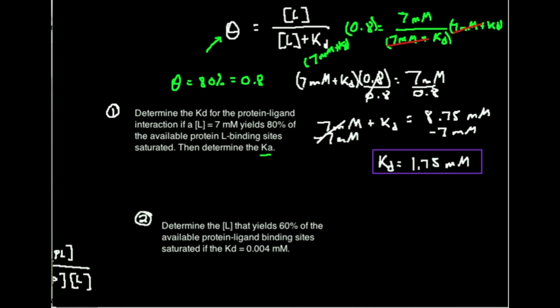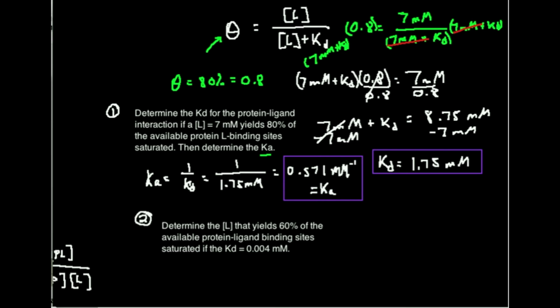Now the question asks us to determine the Ka. Well, if we remember the relationship that Ka is equal to the reciprocal of Kd, or 1 over Kd, to find the Ka we're just going to take 1 divided by 1.75 millimolar, which is what we just found. Let's figure out what that is. So 1 divided by 1.75, and I'm getting this as approximately 0.571. And be careful with the units. It's not millimolar, it is millimolar to the negative first power. And that is going to be the association constant for this reaction. Okay? That's the association constant.